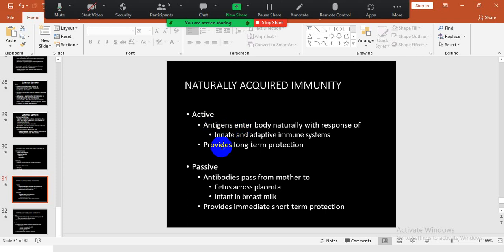Then we also have what? Natural passive immunity. The ladies, very soon you are going to be pregnant. How is your baby? Your baby in the womb is called fetus. How is it protected from malaria parasites, from HIV, from hepatitis, from every sickness? You know, the connection between the fetus and the mother is the placenta. And the placenta, the mother feeds the baby through the placenta.